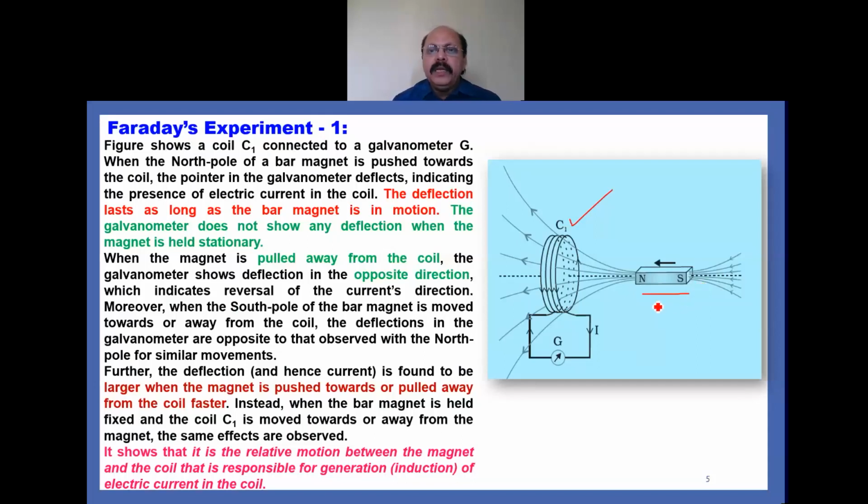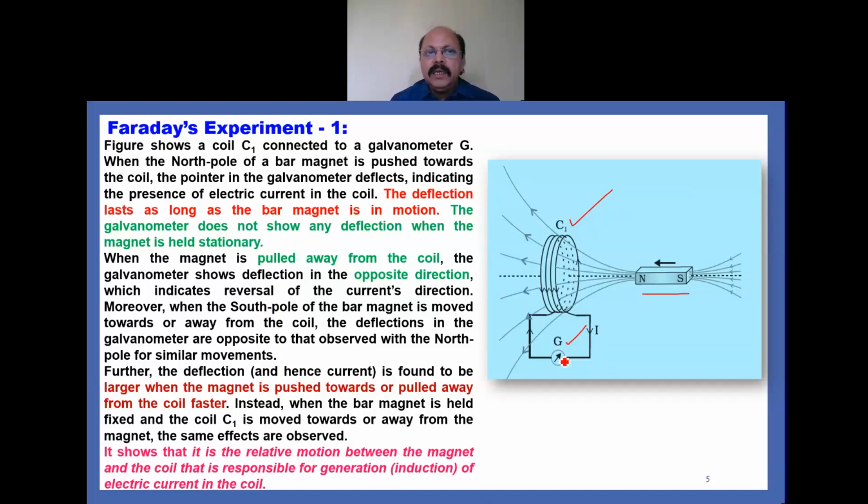Now in this figure, you can see that a coil C1 is connected to the galvanometer G. Here you can see when the north pole of bar magnet is pushed towards the coil, then the pointer in the galvanometer deflects, indicating the presence of electric current in the coil. That is the induced current. The deflection in the galvanometer lasts as long as the bar magnet is in motion.